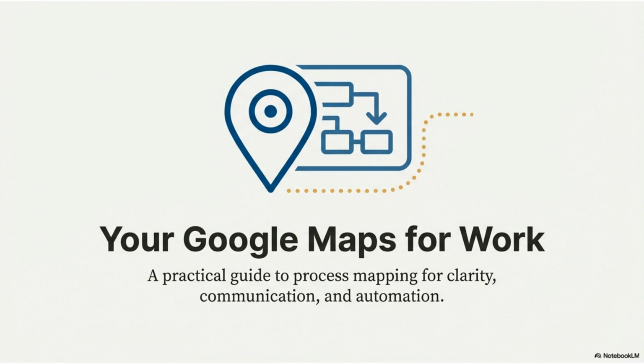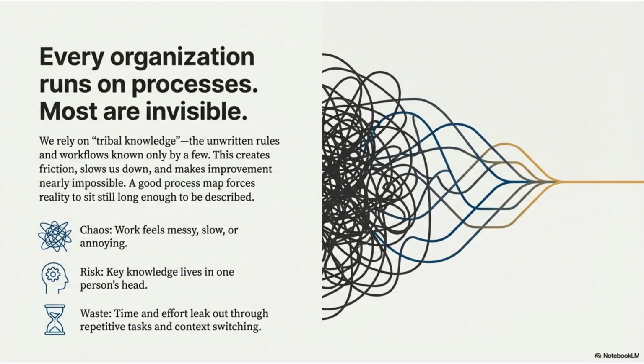Welcome to Process Mapping for Work, a practical guide to process mapping for clarity, communication, and automation. Every organization relies on processes, but most are invisible, based on, quote, tribal knowledge. This invisibility causes friction, slows down work, and makes improvement nearly impossible, leading to chaos, risk, and waste.